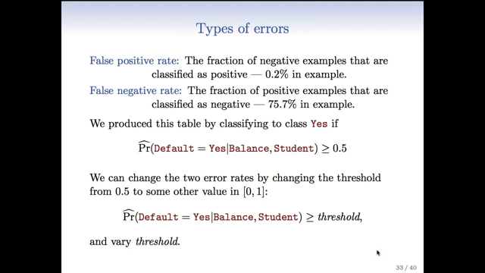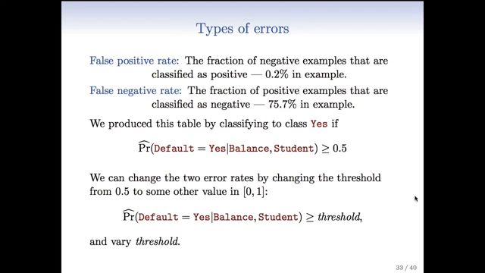So we break down these errors into finer categories. We call the false positive rate the fraction of negative examples that are classified as positive, right? So they're false positives. In that case, that was the 0.2%. And the false negative rate, that's the fraction of positive examples that are classified as negative, the 75.7% in this case. Now, we produced the classification table by classifying default as yes if the probability of default was bigger than 0.5. Okay? But it gave us this very lopsided false positive and false negative rate.